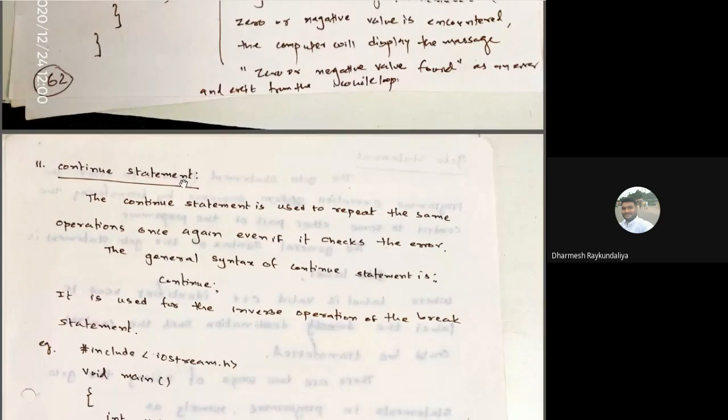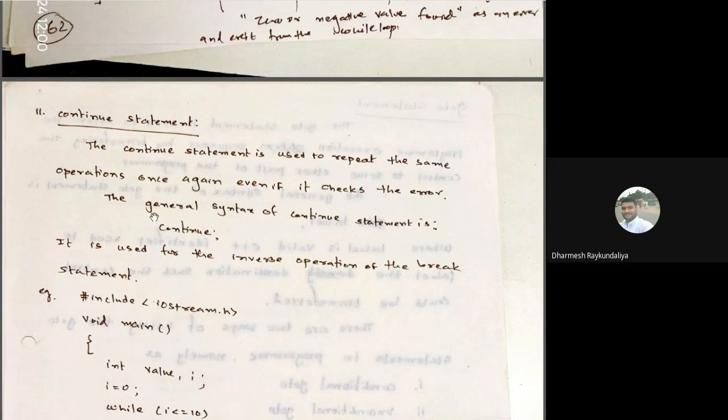Now the continue statement. What is the role of the break statement? It will exit the loop as soon as the break is observed. But the continue statement is used to repeat the same operations once again, even if it finds an error. Okay, अगर आपको errors भी मिला फिर भी क्या करेगा? It will run again and again as long as the condition is satisfied. The general syntax of the continue statement is continue, and it is used for the inverse operation of a break statement. Break statement क्या करता है? It will exit from the loop. But if you wish to perform the inverse operation of that, you can use the continue statement.